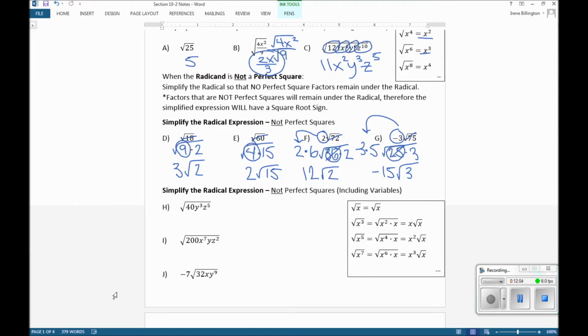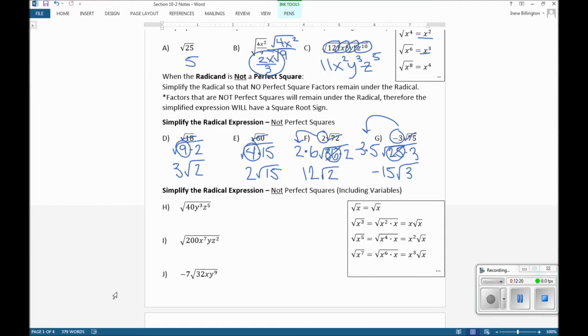So if you look at your list over here, first off, if you have just a single variable like the square root of x or like the square root of y in example I, then that individual single variable is going to remain underneath your square root sign. Nothing can be simplified there, okay?